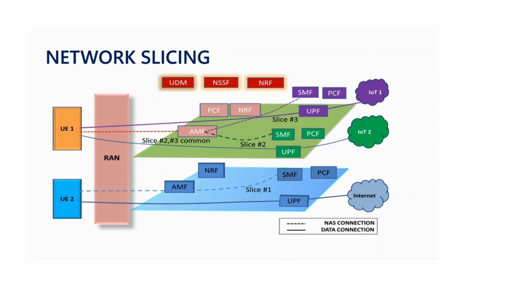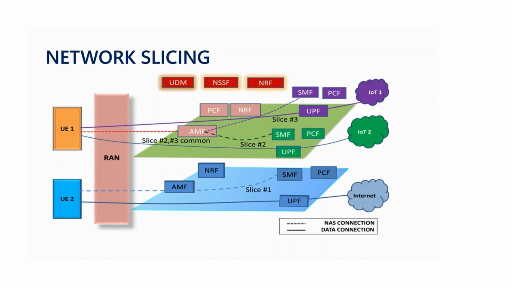Each slice has its own set of core network functions working behind, such as the session management function, policy control function, and user plane function to meet their slice needs. Here, the dashed lines represent the non-access stratum signaling control path connections from the user equipment through the RAN to the core network. The solid lines indicate the data traffic routes from user equipment to their intended services or external networks.